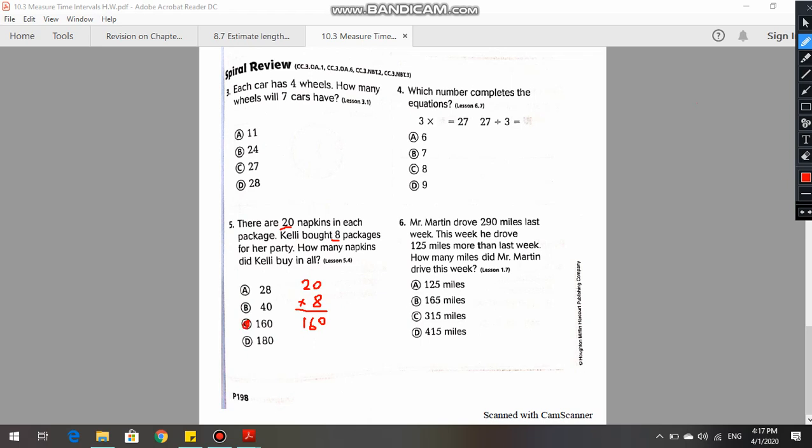Now, Mr. Martin drove 290 miles last week. This week he drove 125 miles more than last week. Oh, more than last week. How many miles did Mr. Martin drive this week? So I'm gonna say 290 plus 125. Now, guys, 5 plus 0 equals 5, and 9 plus 2 equals 11, so 1 and carry the 1. 1 plus 2 is 3, 3 plus 1 is 4. So my answer is 415.